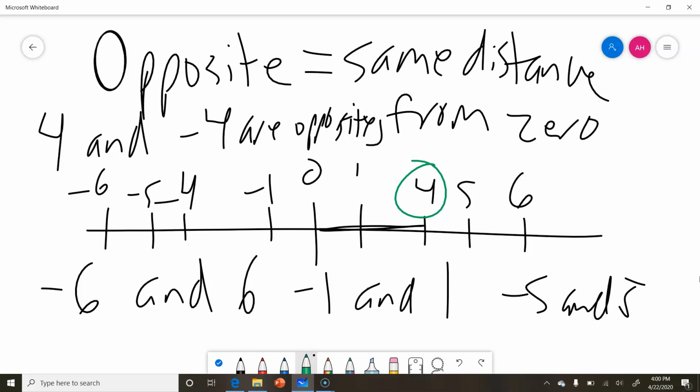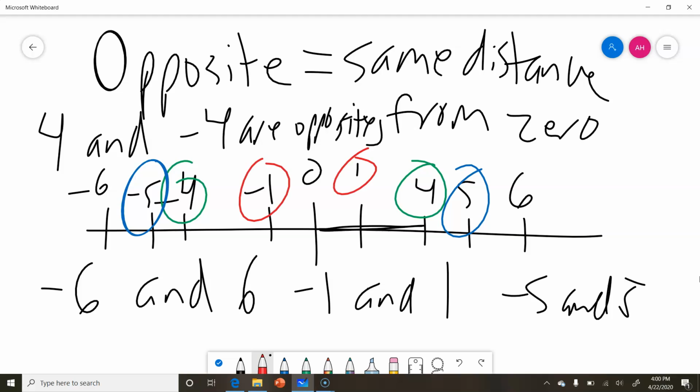What's here in green? Opposite, opposite. What's here in blue? Opposite, opposite. What's here in red? Opposite, opposite. Very, very straightforward. You guys can do it because they're the same distance from 0. +1 and -1 the same distance. Cool. Not hard at all to understand. I believe in you guys.